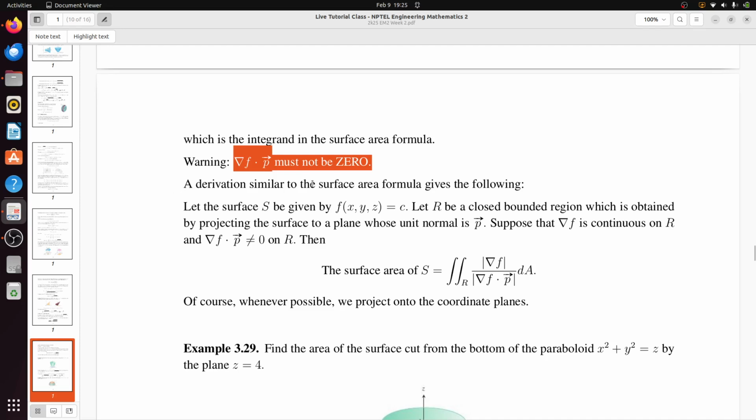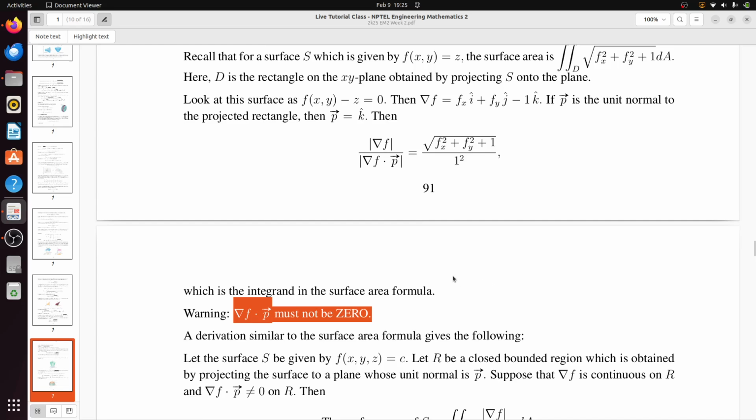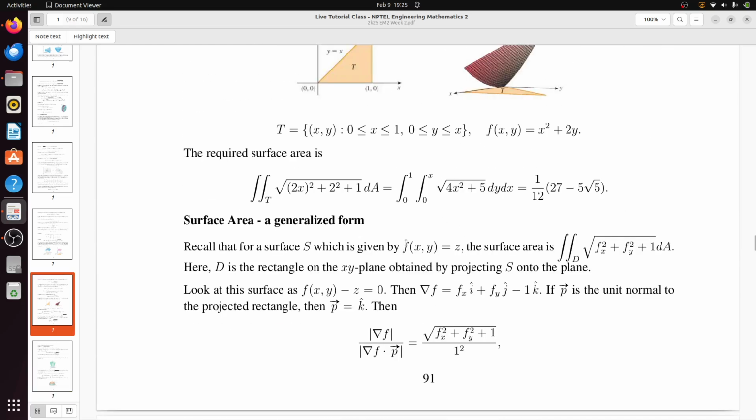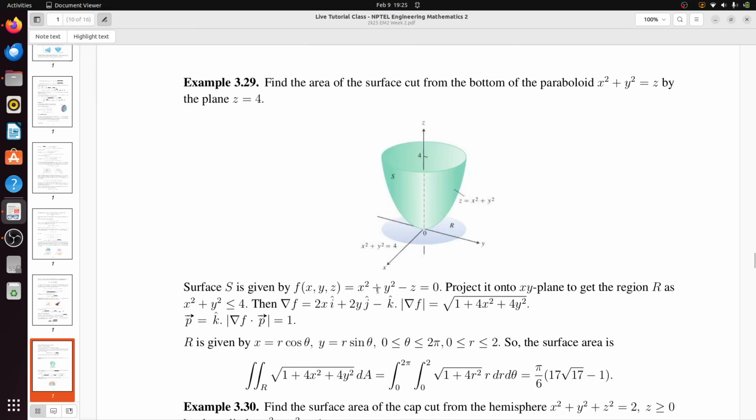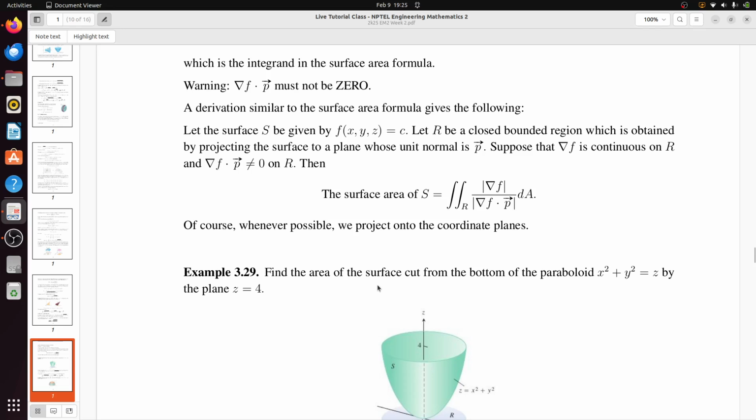Okay, so a derivation similar to the surface area formula gives the following. Let the surface S be given by f(x,y,z) equal to c. Let R be a closed bounded region which is obtained by projecting the surface to a plane. So what is happening here? Your f(x,y) may be expressible in terms of z. You can determine z in terms of x, y, but here it may not be possible to determine it. So that's why we need this general formula.